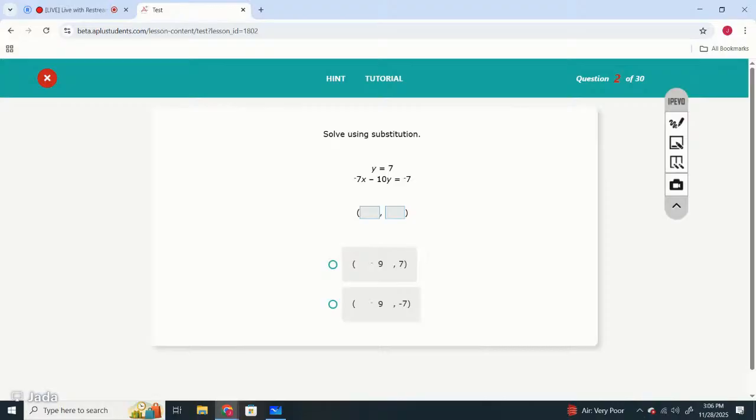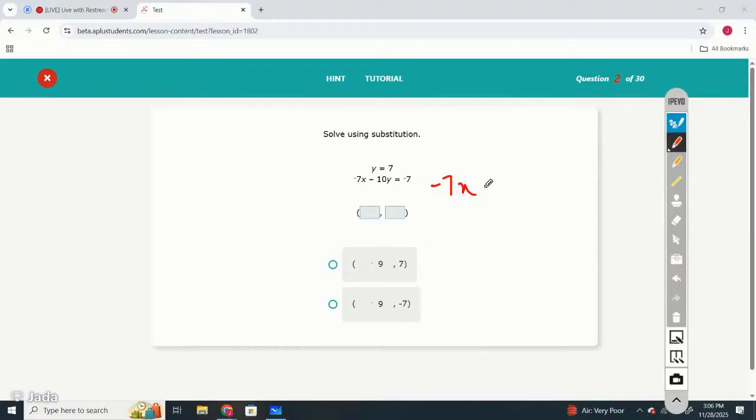Solve using substitution. y equals 7. Negative 7x minus 10y equals negative 7. y equals 7. So replace the variable y by the value 7. Negative 7x minus 70 equals negative 7.